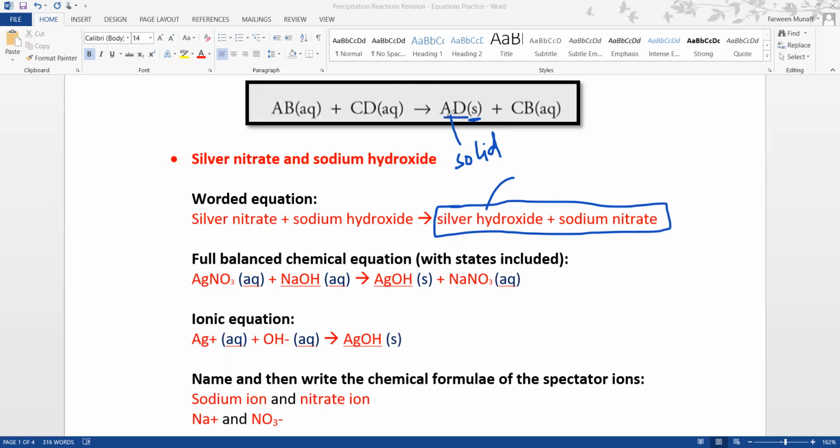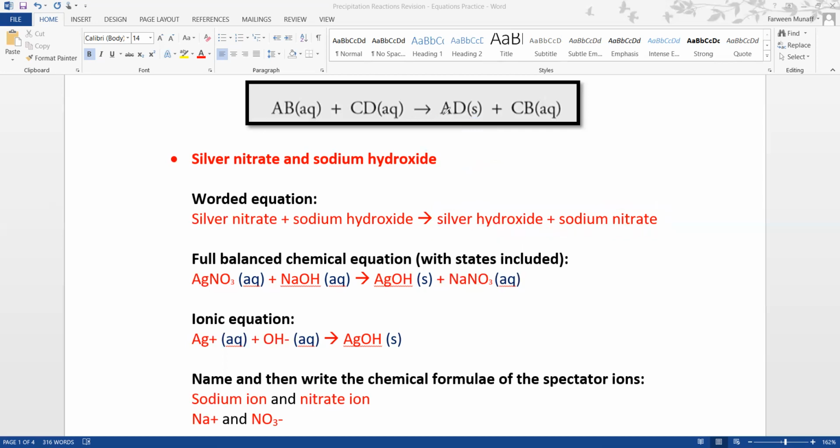Remember, AD comes first, at least according to our template here. And in our final equation, AD comes first as well. So this first product corresponds to this first product here. That's how we know that silver hydroxide is the precipitate in this situation. That's going to make a little more sense now when we look at the balanced chemical equation.